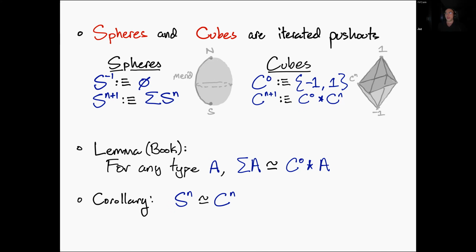But with a not so difficult argument, you can show that the suspension of any type is the same as the join with a 2-element type, or the zero sphere, as I've written here, the zero cube. So these really do give you the same construction after all. So they're both the same, and we can use them interchangeably.